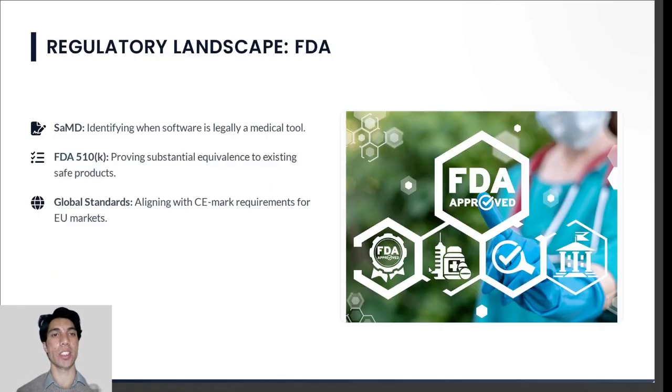Next, we have the regulatory landscape, FDA. First of all, let's look at SaMD, which is the identification of whether software is legally a medical tool or not. Then the FDA 510(k), proving substantial equivalence to existing safe products. Then there are the global standards, aligning with CE mark requirements for European markets. So the FDA is a regulatory landscape and we have to work with these, and our software should be ticking all these boxes to be legally a medical tool.